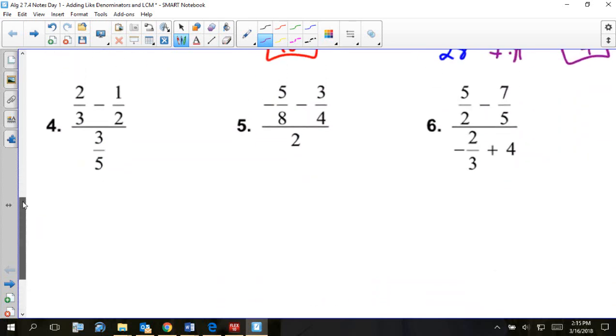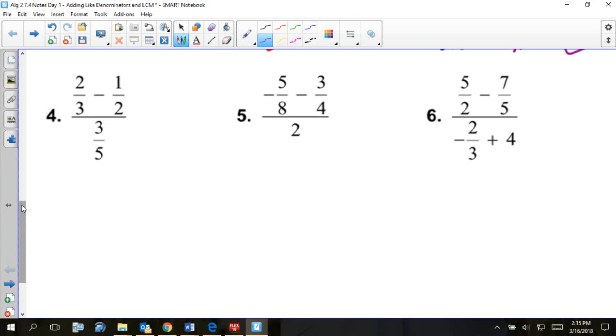All right, the next three are called complex fractions. They're called complex. They have a fraction inside of a fraction. So what I'm going to do first is I'm going to subtract the numerators and find one fraction on top first.